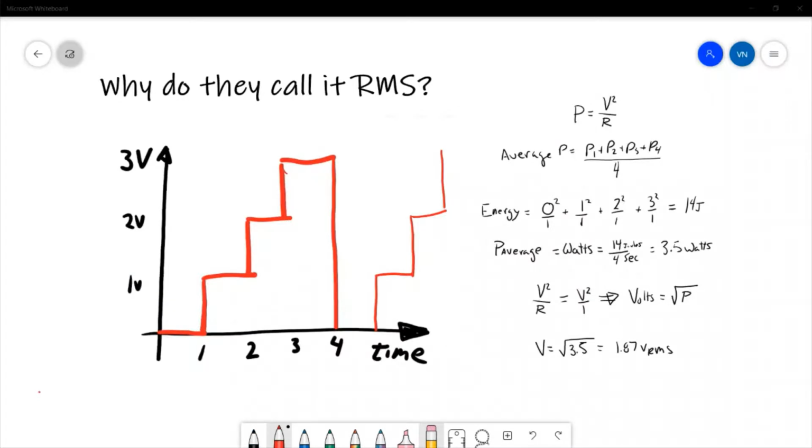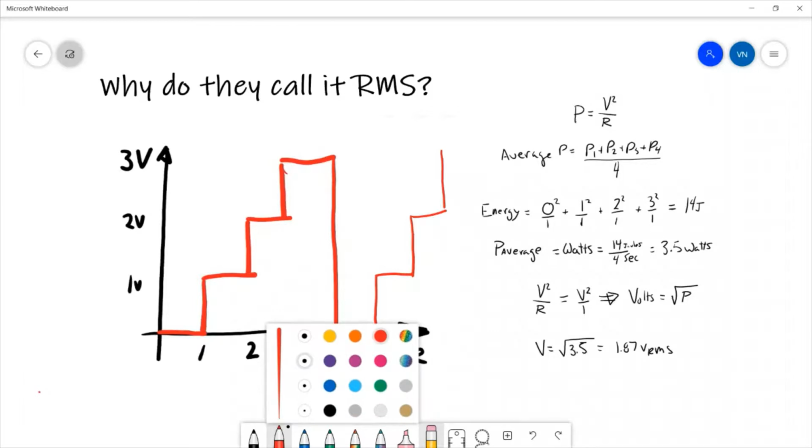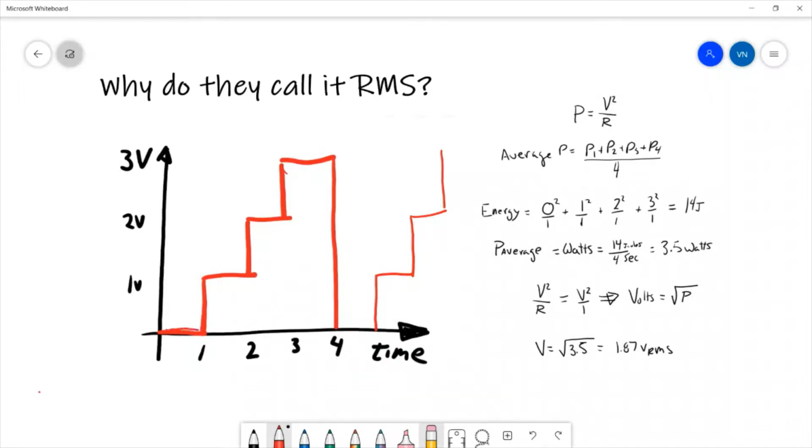So why do they call it RMS? The best way to explain that is to do an example using a stepping voltage like I have here. So here's an example of a time varying waveform where basically it's 0 volts for 1 second, and it's 1 volt for another second, and then 2 volts for a third second, and then 3 volts for another additional final second, and then the waveform drops back down to 0 and it repeats.